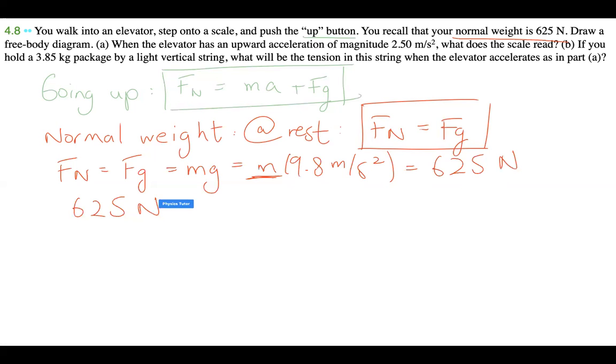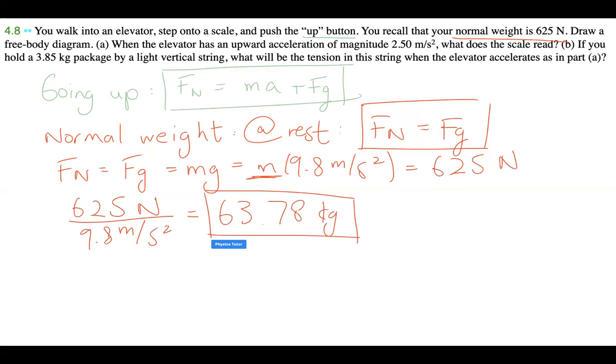625 newtons divided by 9.8 meters per second squared. And that is going to be equal to, according to my calculator, I'm just going to redo this because I sort of did this question really roughly. I don't have an actual plan written out, so hopefully it goes right the first time. So this is 63.78 kilograms, right? That's the mass of the person that is in this elevator.